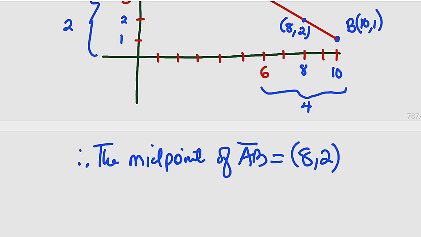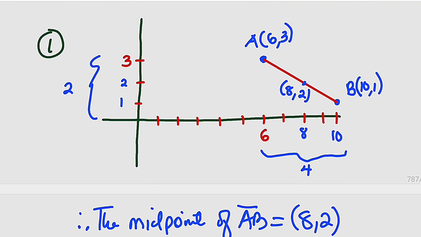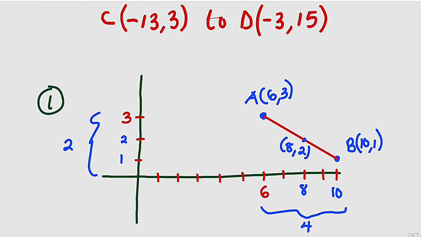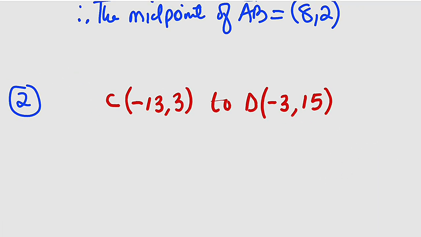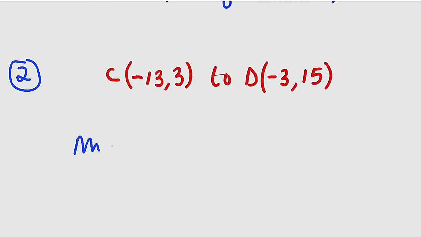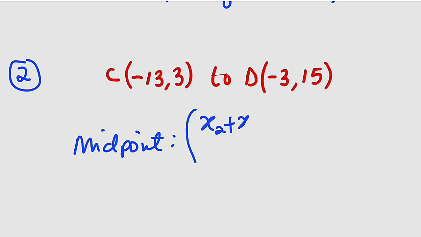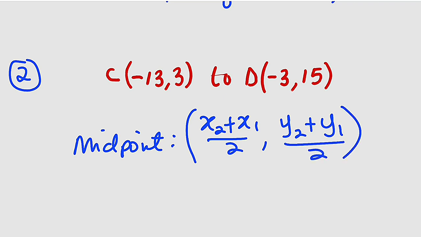So this is exactly how to find the midpoint of a line on a graph. But what if you want to apply the general formula? Let me show you. So this is our second problem. The midpoint is given as the coordinate ((x2 + x1) divided by 2, (y2 + y1) divided by 2). Once you do this, you are good to go, which is very simple. And you can start from either point.